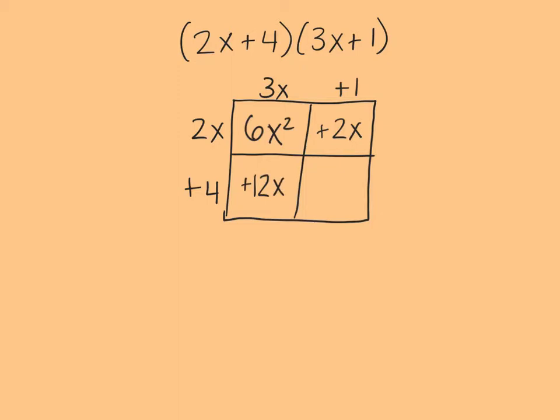If I were to have my tiles, this would tell me I have 4 groups of 3x's, so 3x, 3x, 3x, 3x, for a total of 12 x's. So that's where this 12x comes from. And then lastly, positive 4 times positive 1 gets us positive 4. So then we'll write it all out.